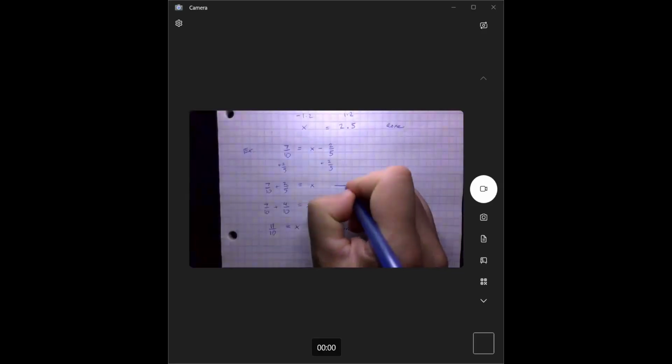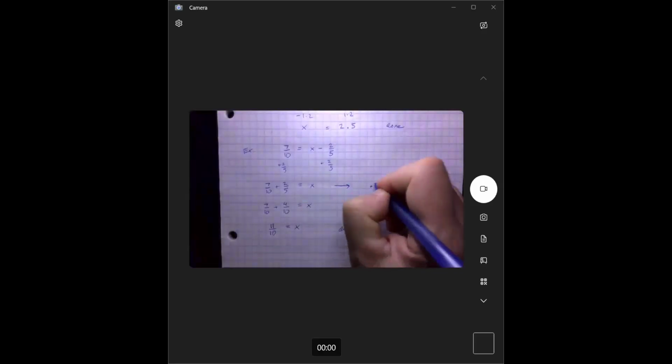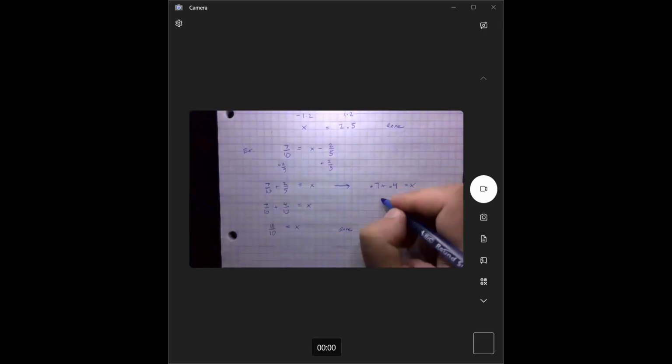And alternatively, if we had converted, we would have 0.7 plus 0.4 because 2 divided by 5 equals 0.4. And then when we add those, we get 1.1 equals x. Those are the same number there.